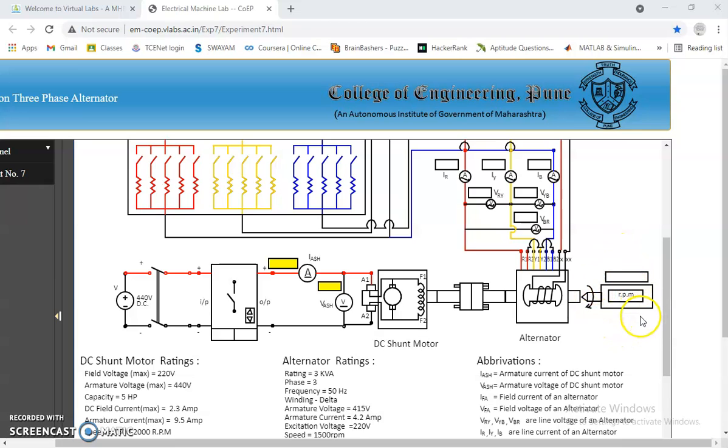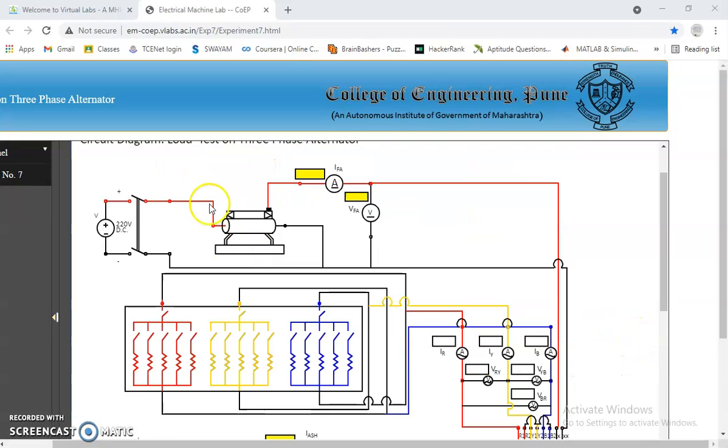The tachometer used here will measure the speed of the alternator and the device usually displays the speed in RPM, revolutions per minute. Here we use a rheostat to change the amount of current flowing through a circuit. It has two terminals in which one is fixed and the other one is a moving terminal. The ammeter and voltmeter are used here to measure the field current and field voltage of the alternator.